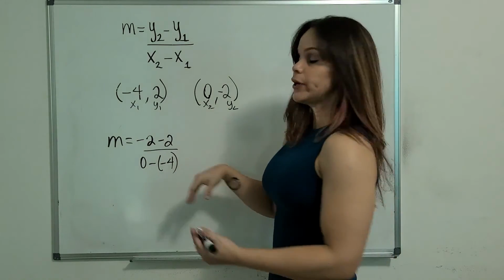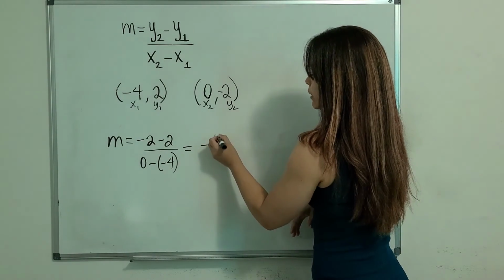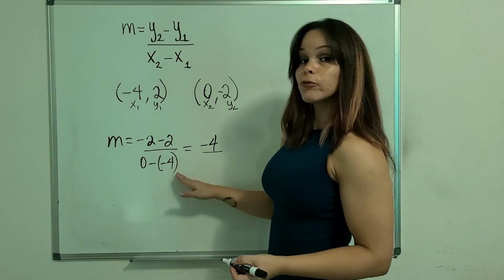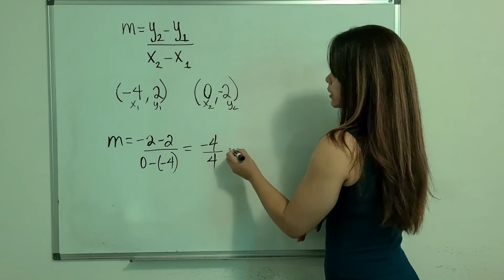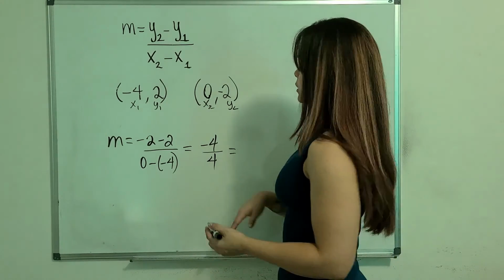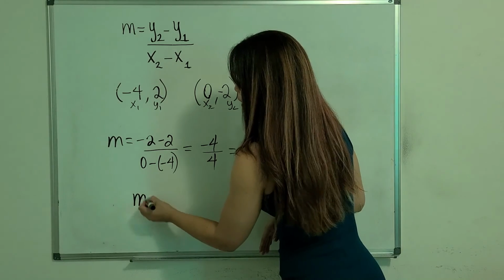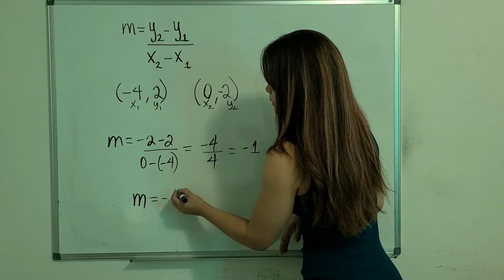So just solve here. So minus 2 minus 2, which is going to be minus 4. And 0 minus minus 4, which is the same as 0 plus 4. So we're going to have a 4 here. And just solve. So this is going to be negative 4 divided by 4, which is going to be negative 1. So here we have a line whose slope is going to be negative 1.